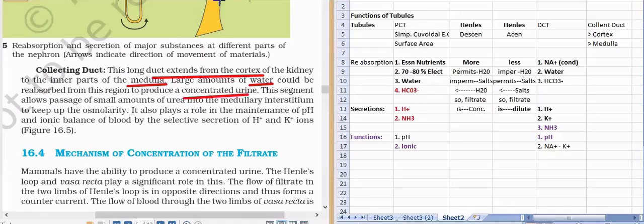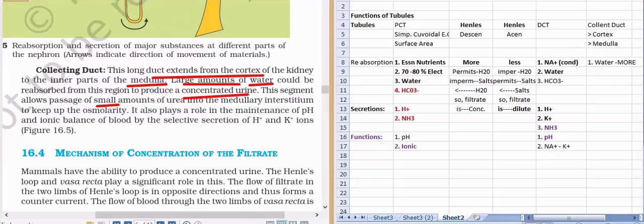Because now the collecting duct is the end point, so here it can move easily. Up to that point it should be diluted. So number one is what? As usual, it's water. Large amount. So you have to remember, more water is the important thing. Up to here it will use the water, and here at last they will save the water. Next, the segment also passes small amounts of urea into the medullary interstitium.